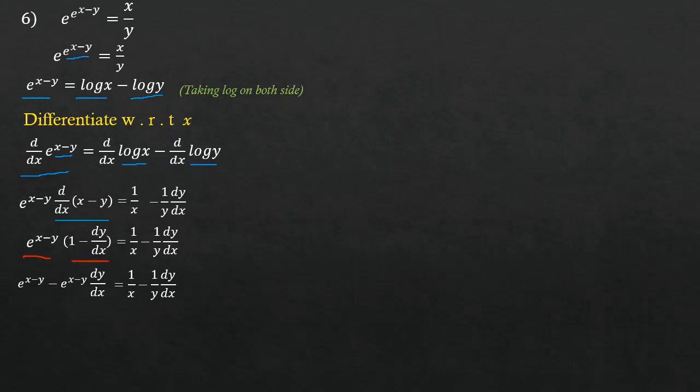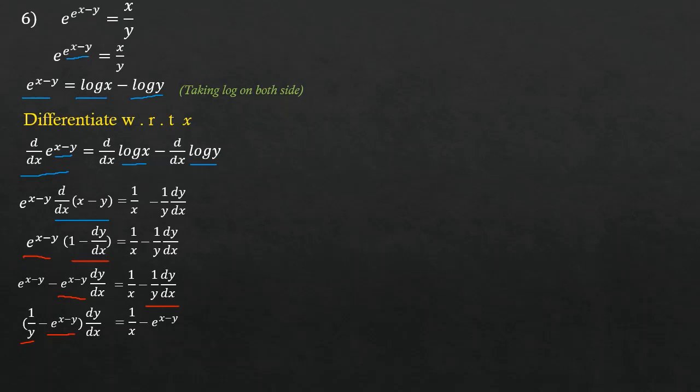Now we'll shift terms and write down the like terms together, the term not having dy by dx and the term having dy by dx. So we'll write down, we are shifting all the dy by dx terms to the left and taking dy by dx common in them. So minus 1 upon y dy by dx shifted to the left becomes plus 1 upon y, and minus e raised to x minus y was already there, so as it is, multiplied by dy by dx is equal to 1 upon x minus e raised to x minus y.